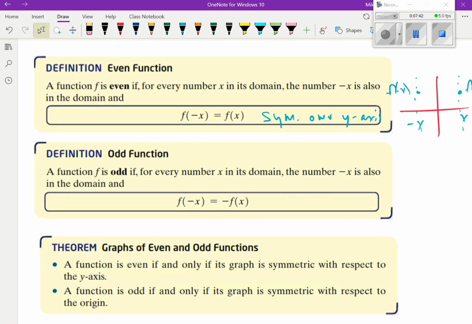If we take a look at odd functions, what happens then? A function f is odd if for every number x in its domain, the number negative x is also in the domain, and f of negative x equals the negative of f of x. And so in this case, we are symmetrical over the origin, which is what we're doing down here as far as the theorems. A function is even if and only if its graph is symmetric with respect to the y-axis, and a function is odd if and only if it's symmetric with respect to the origin.